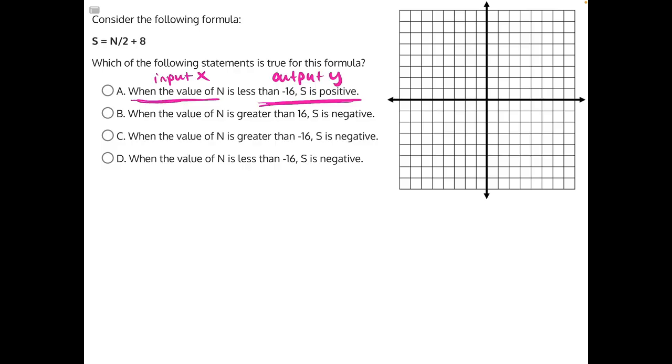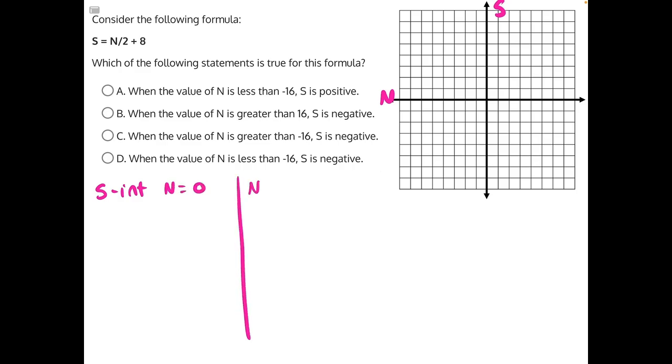So we can label our axes like this, n and s. And I'll actually get rid of these first, n and s. And now we can find our intercepts to quickly graph this formula. Our s-intercept will be where n equals 0, and our n-intercept will be where s equals 0. So starting with our s-intercept, we'll have s is equal to 0 divided by 2 plus 8. 0 divided by 2 will just cancel. It is 0, so we have s is equal to 8, or the coordinate point 0, 8.